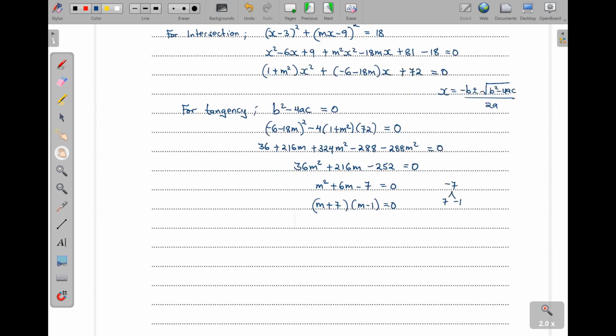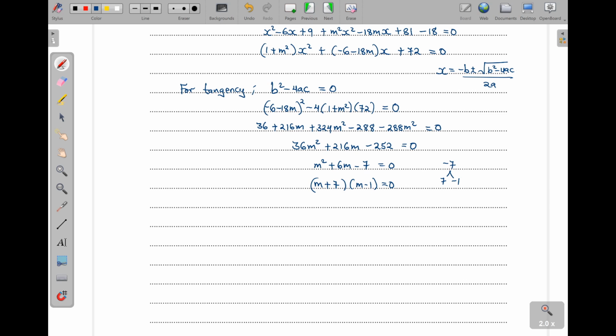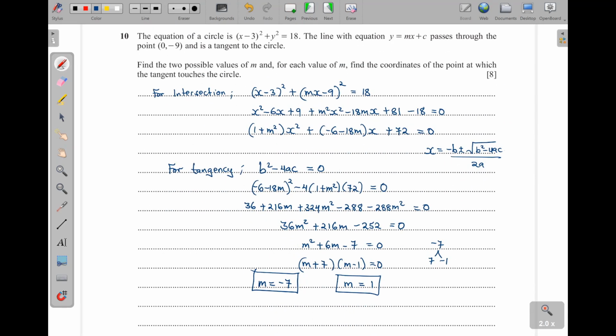So by equating all of these ones to 0, then m becomes negative 7, that is one value, and the other one, m becomes a positive 1. So that is that. But remember, they said that after finding the two possible values of m, for each value of m, find the coordinates of the point at which the tangent touches the circle.